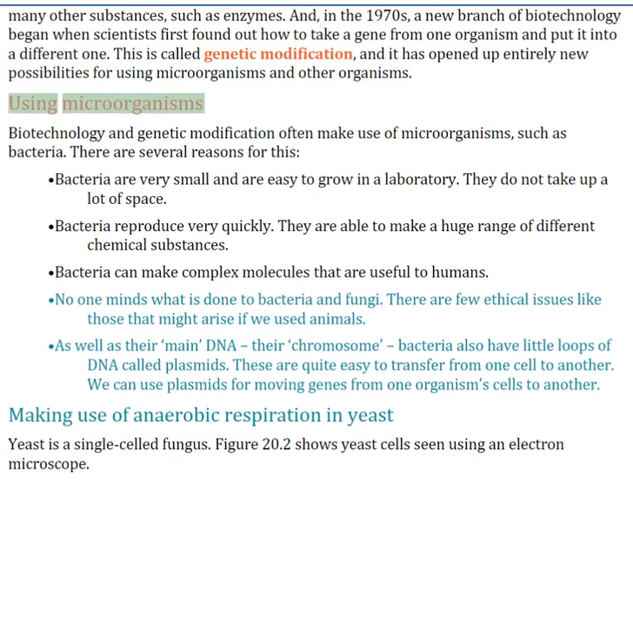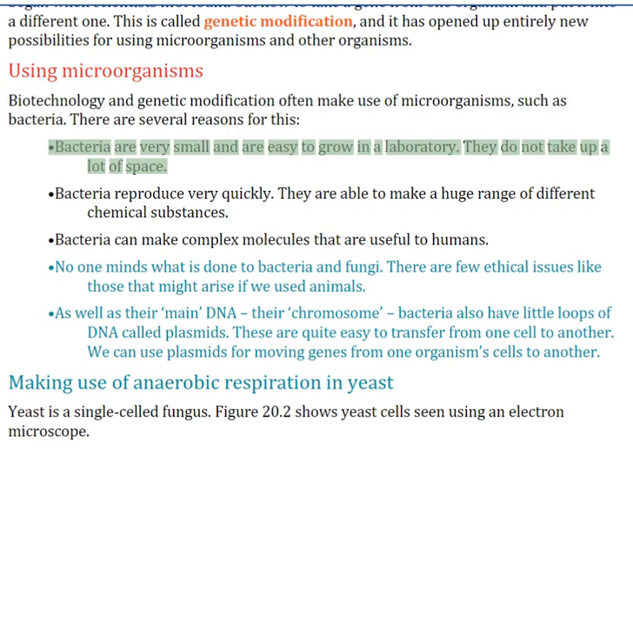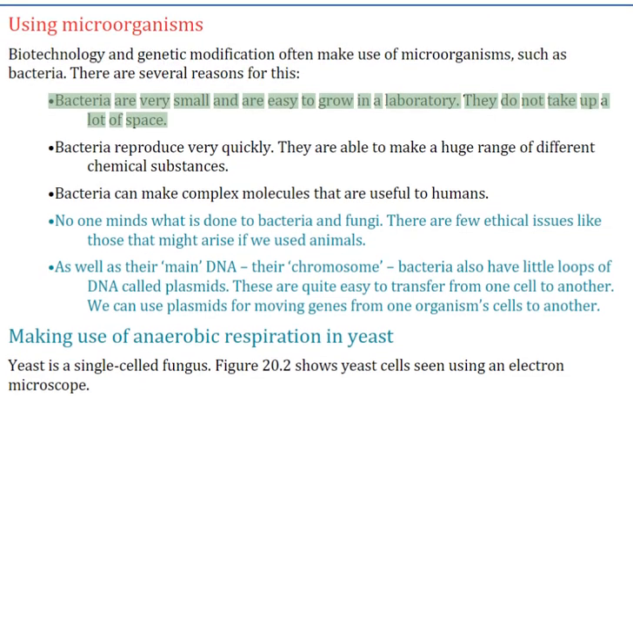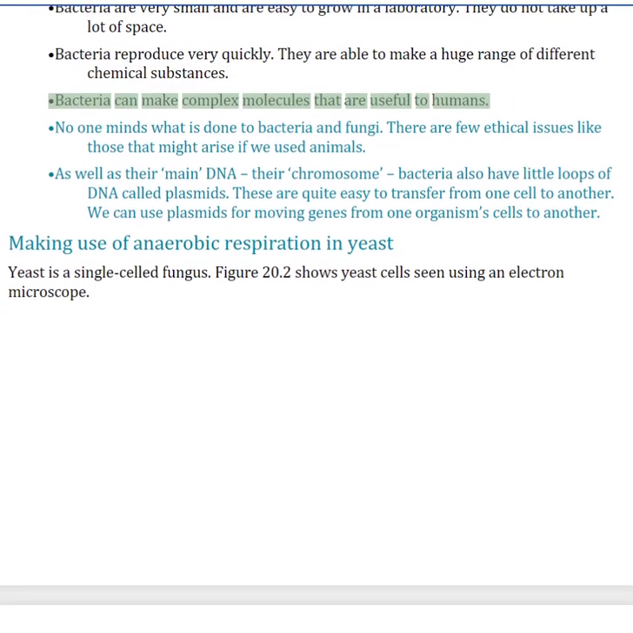Using microorganisms. Biotechnology and genetic modification often make use of microorganisms, such as bacteria. There are several reasons for this. Bacteria are very small and are easy to grow in a laboratory. They do not take up a lot of space. Bacteria reproduce very quickly. They are able to make a huge range of different chemical substances. Bacteria can make complex molecules that are useful to humans.